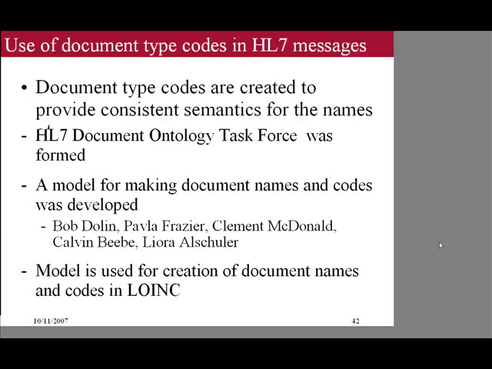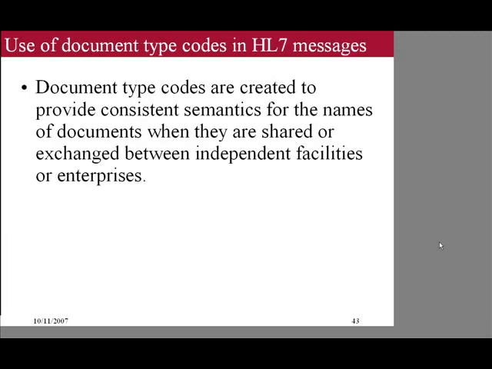Document codes are created to provide consistent semantics for documents when they're shared or exchanged across institutions. And so, if you're familiar with HL7, the kind of document names and codes that we're making are meant specifically to be used in CDA communication, and they can be used anywhere else. They can be used in version 2 messaging as well, where you're sending a particular kind of document, but they're meant to be used as the document type code in the CDA standard.